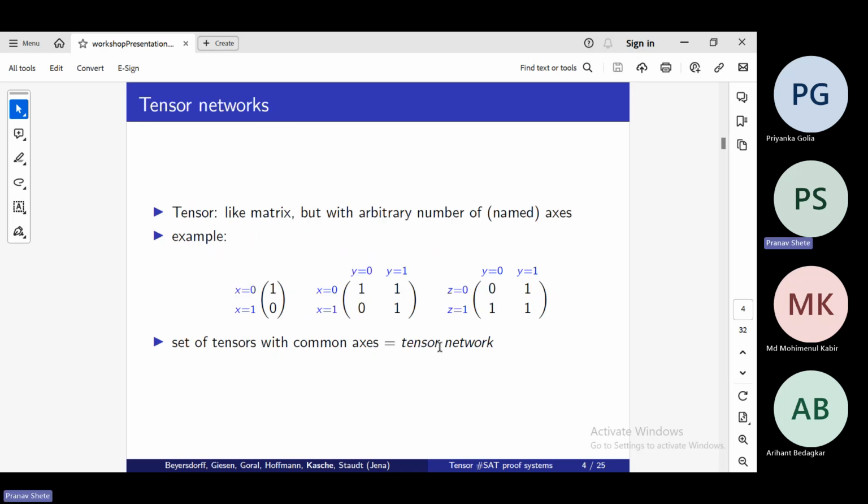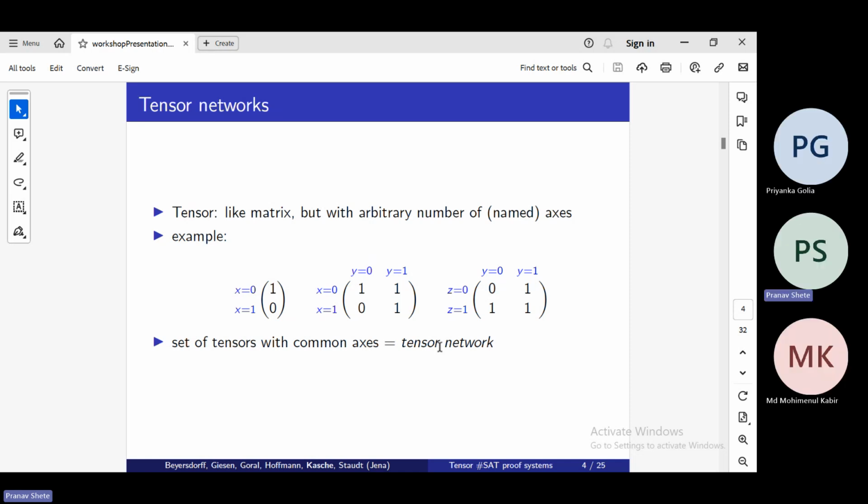So what's a tensor network? Basically, a tensor is a generalization of a vector or a matrix. So a vector has one axis, and a matrix has two axes, but a tensor can have an arbitrary number of axes, so 0 or more. I have written three tensors here, and I've labeled the axes with X, Y, and Z. And these entries are in general numbers. In our case, they are natural numbers.